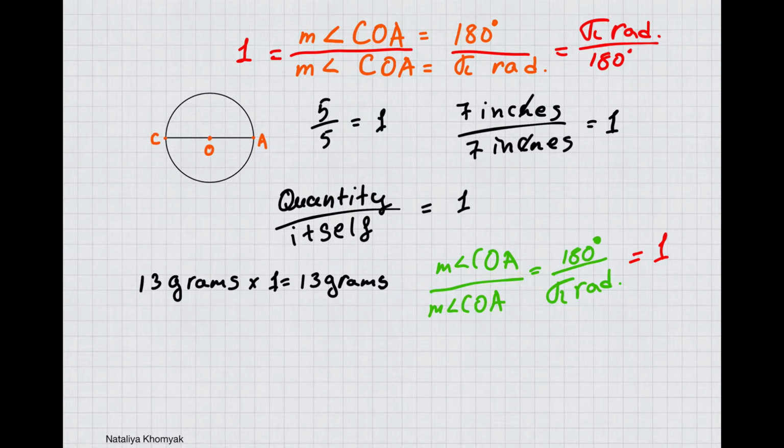I can use it to multiply any other angle in order to convert it between radians and degrees. And the reason I can freely multiply by this sort of fraction is because it's a quantity divided by itself and it's equal to 1. And multiplying by 1 preserves the original amount.